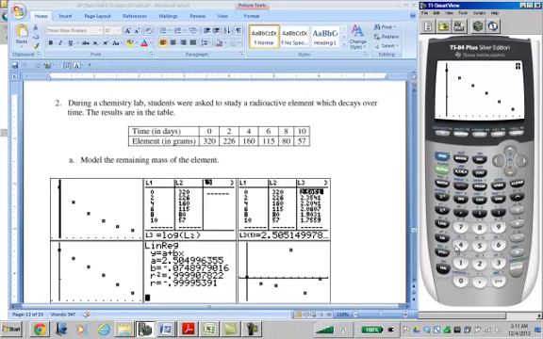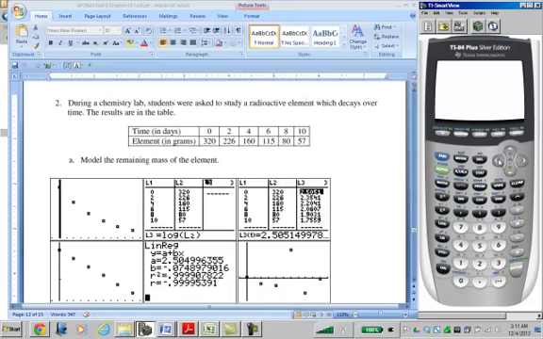Now let's make sure that diagnostic is turned on. I hit second and 0. I hit the inverse key to put me in the D's. I go down to 9. I hit enter, enter again. Okay, so I'm going to clear the screen.